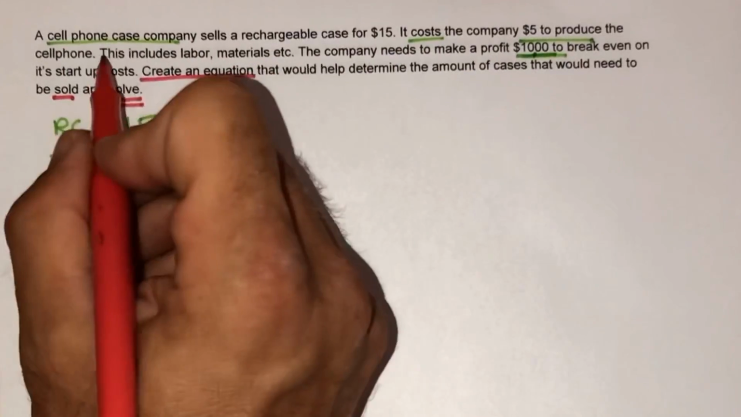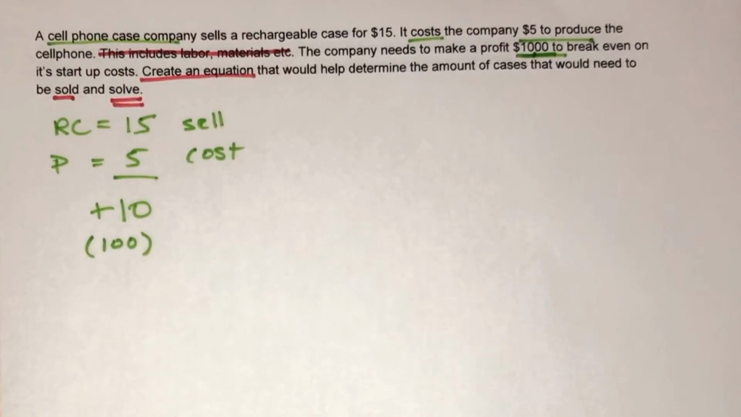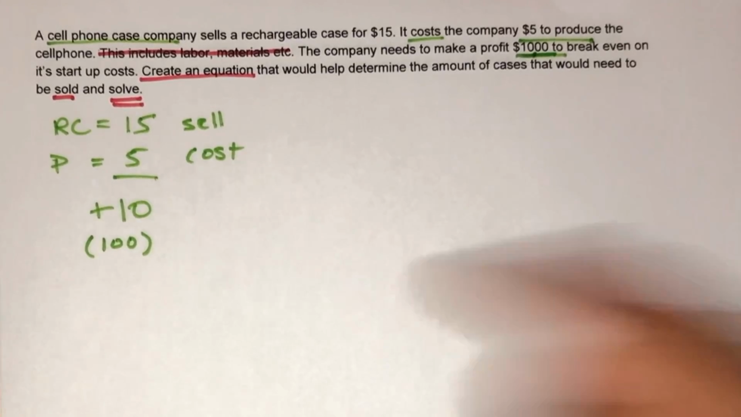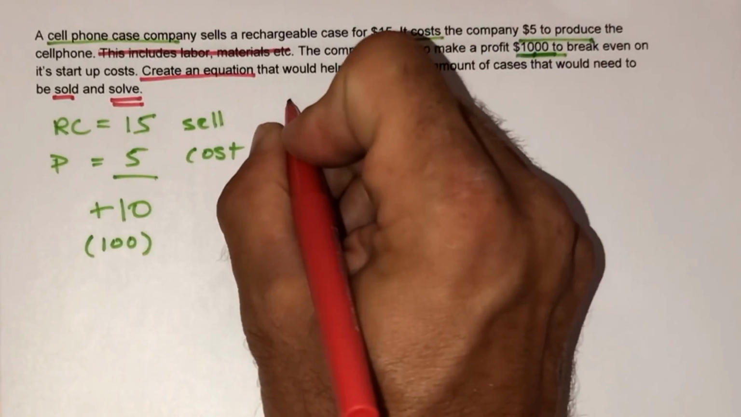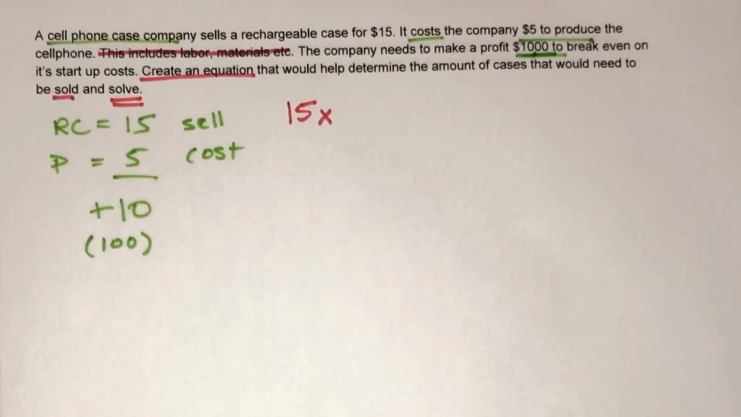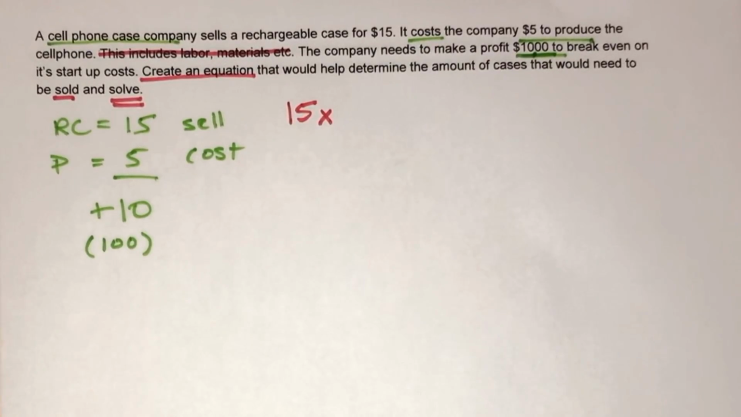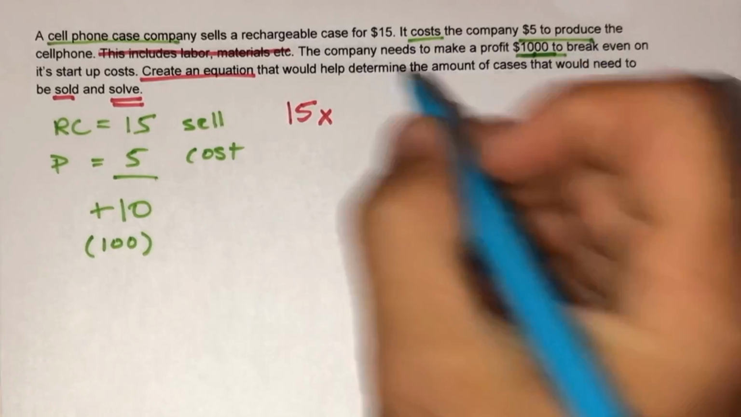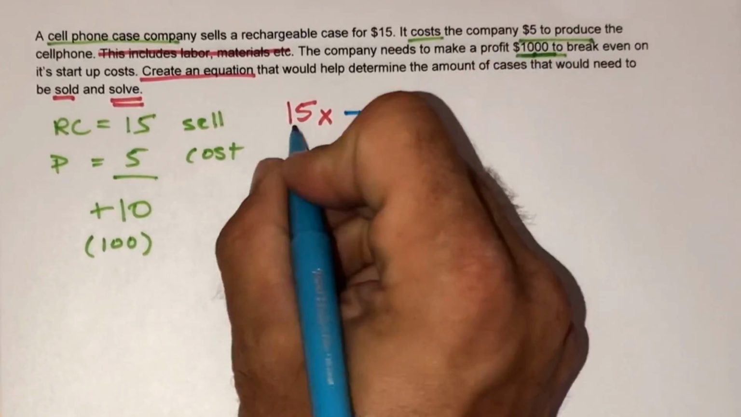And you have some sentences where this includes labor, materials, etc. That's not really an important part there. Could confuse some students. But basically, what are we doing here? You're selling a certain amount of cases. You don't know how many, so we call it X. And each of these cases is gonna make you $15, or with before cost, minus the $5 per case.